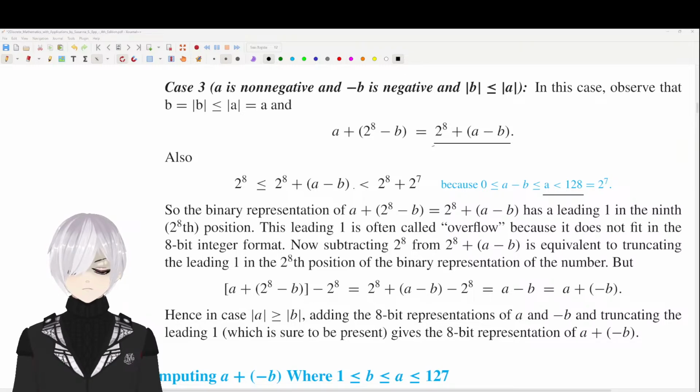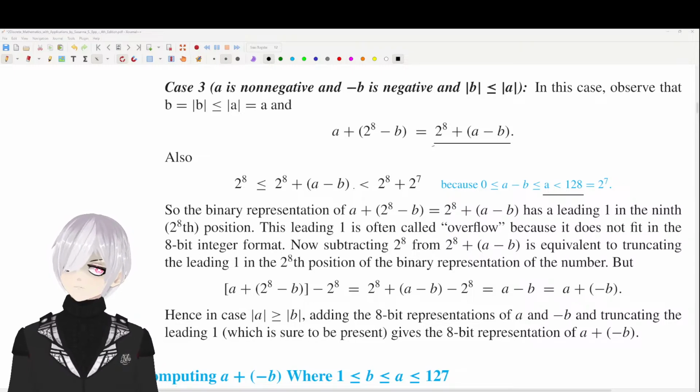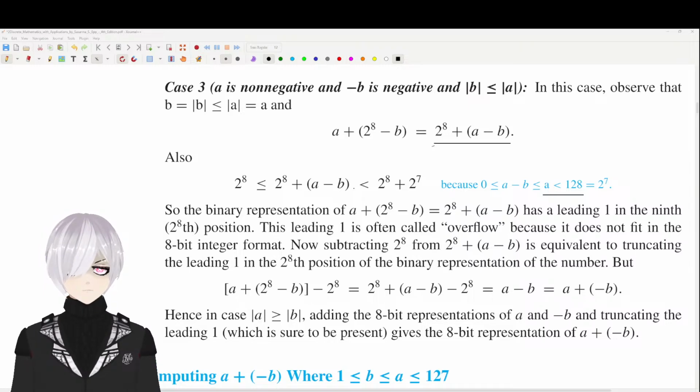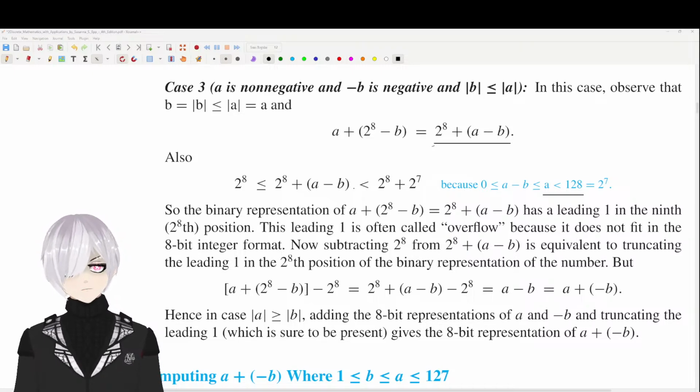So a, we just leave it as the binary representation of a. Negative b is negative, so we represent it as 2 to the eighth minus b. And then we showed that when you do a plus 2 to the eighth minus b, you get a leading 1 in the 2 to the eighth position. So continuing to follow the procedure, we subtract 2 to the eighth, which is equivalent to getting rid of the leading 1. So we have a plus 2 to the eighth minus b minus 2 to the eighth, and then 2 to the eighth minus 2 to the eighth is 0. So you're left with a minus b, which is equal to a plus negative b. And that's what we wanted.